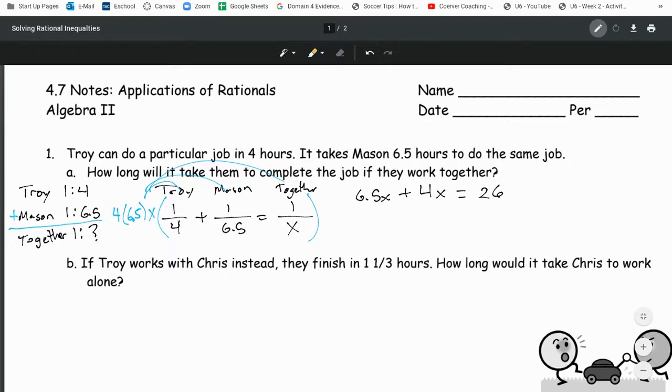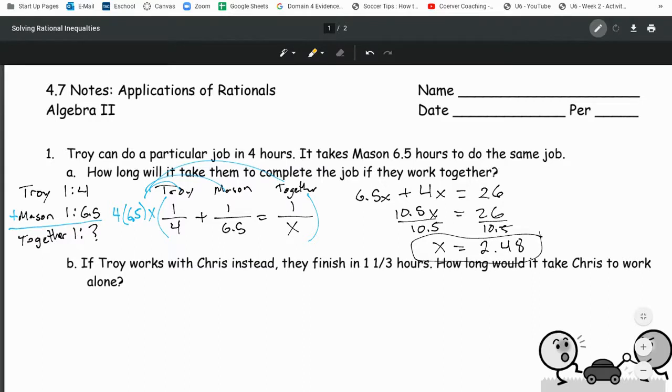And so now I just start working this equation. This gives me 10.5x is equal to 26. Then I divide by 10.5. And so I get an answer of 2.48. So about 2.5 hours is how long it should take them to complete the job together.